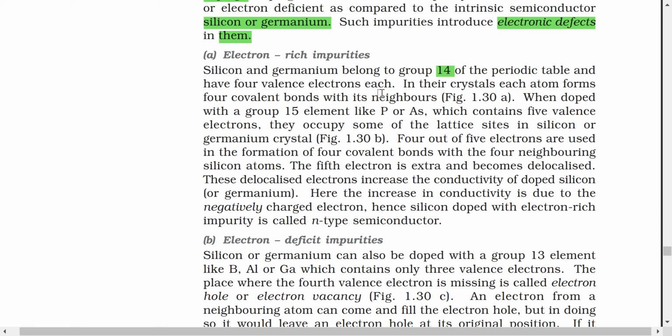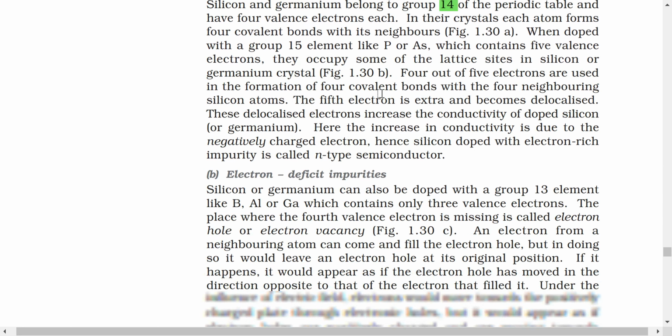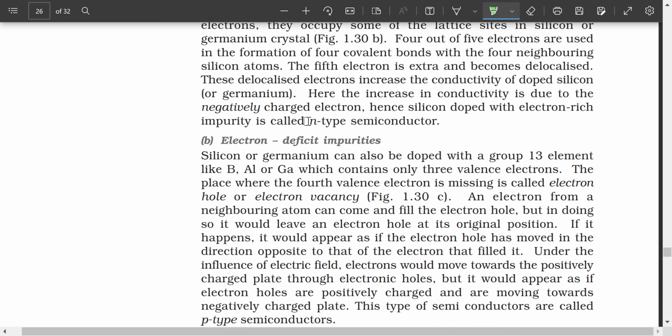The fifth electron is extra and becomes delocalized. And whenever electrons are delocalized, they increase the conductivity of doped silicon. Fine. Here, the increase in conductivity is due to the negatively charged electron. Hence, silicon doped with electron-rich impurity is called N-type semiconductor. Negatively charged electron is the reason, so it is N-type semiconductor.